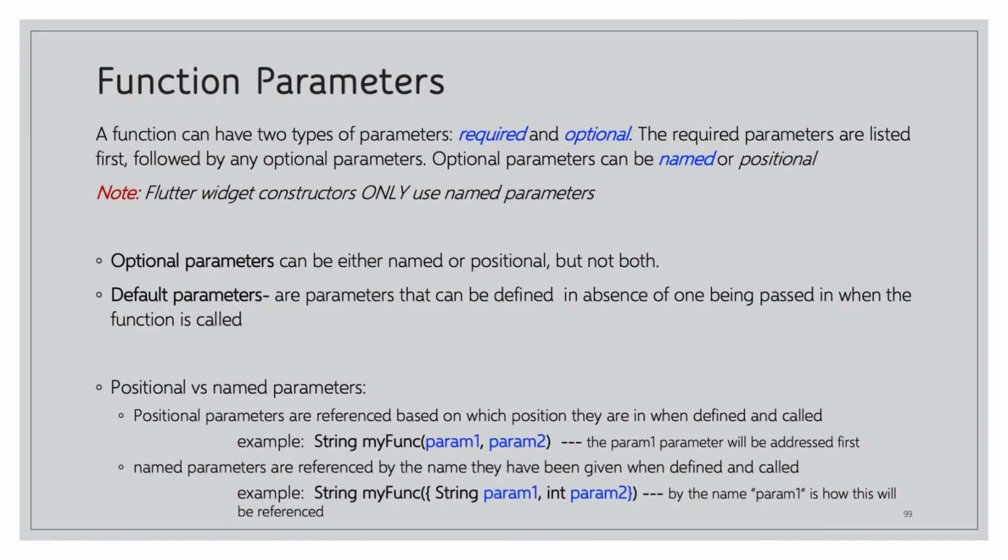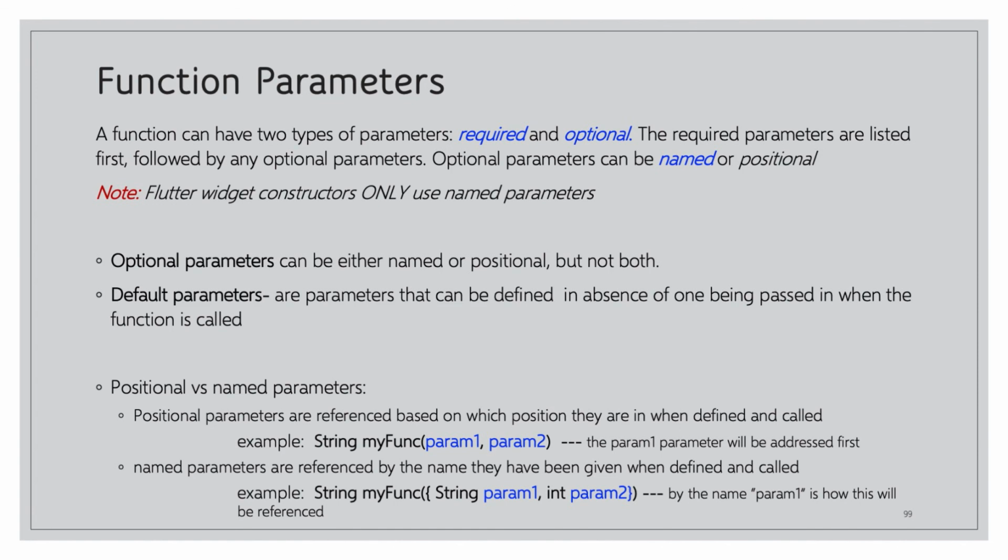Okay, let's get a bit more into parameters. A function can have 2 types of parameters, required and optional. The required parameters are listed first, followed by any optional parameters. Optional parameters can be named or positional. Note here, Flutter widget constructors only use named parameters, and you'll see that once we get on to the next series in Flutter. Optional parameters can be either named or positional, but not both. Default parameters are parameters that can be defined in absence of one being passed in when the function is called.